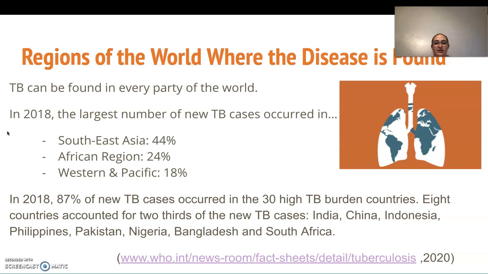Overall, 87% of new cases back in 2018 occurred in the 30 high TB burden countries. Eight countries alone accounted for two thirds of the new TB cases. Those countries were India, China, Indonesia, the Philippines, Pakistan, Nigeria, Bangladesh, and South Africa.